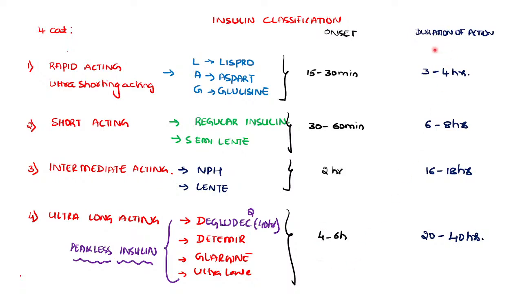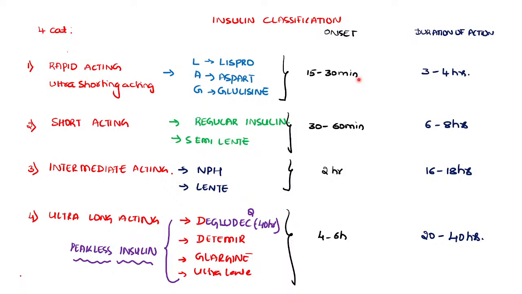Even the duration of action is very easy to remember. The rapid acting insulin preparations will act for a duration of 3 to 4 hours. You double it next, so it will be around 6 to 8 hours. If you add 1 to it, it will become the intermediate acting duration of action, that is 16 to 18 hours, and above that is the ultra long acting preparation, that is 20 to 40 hours.